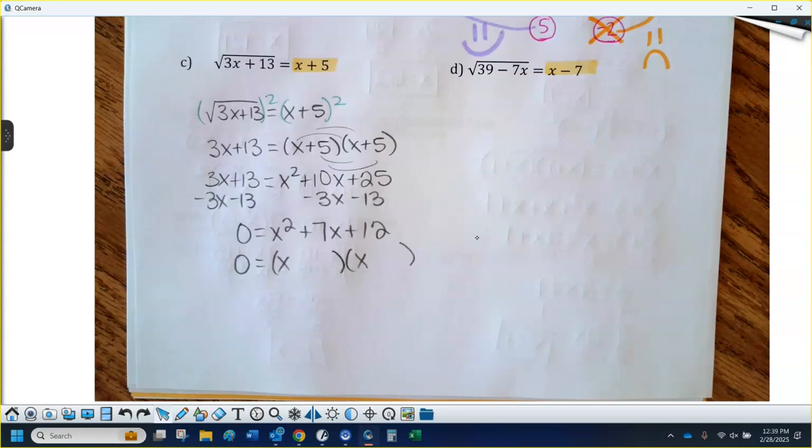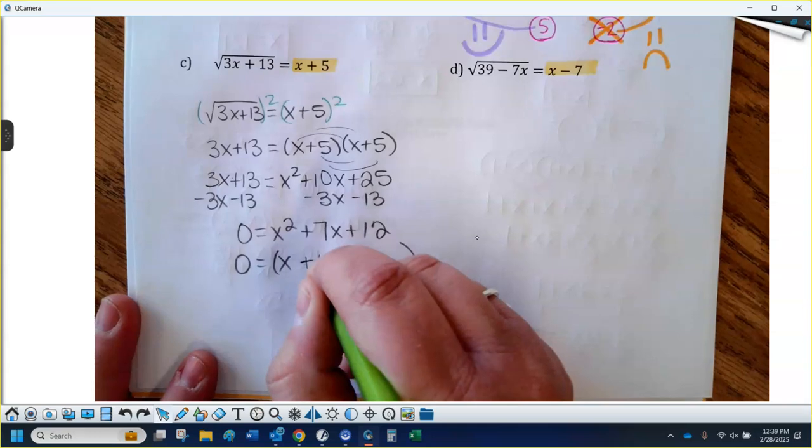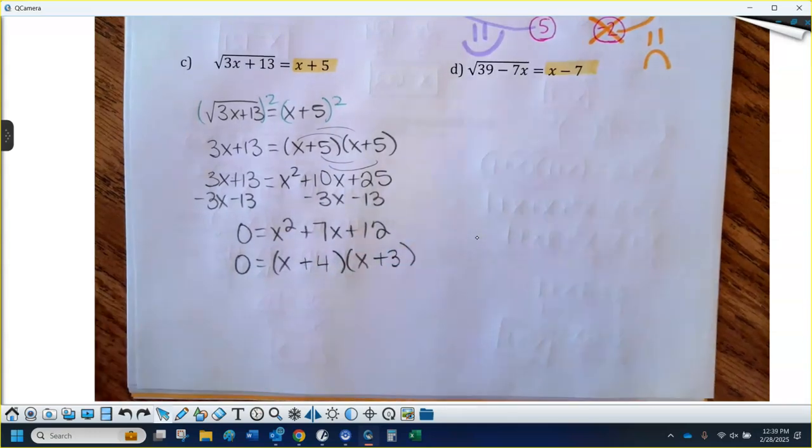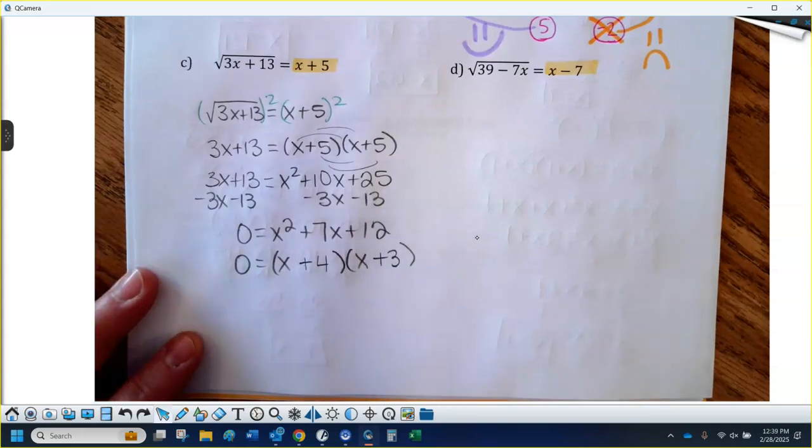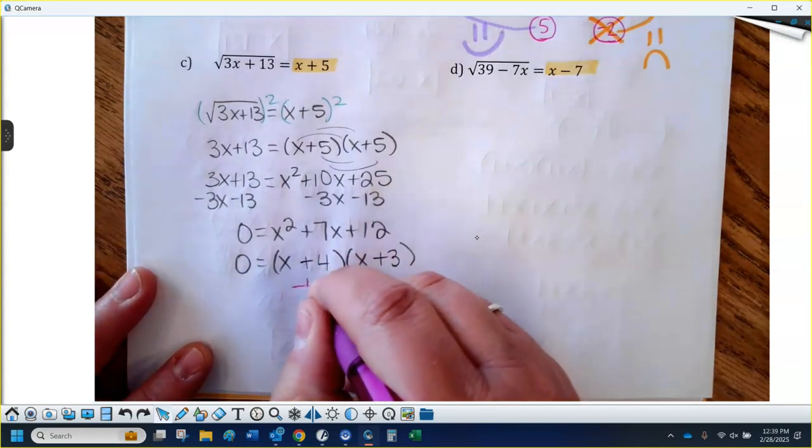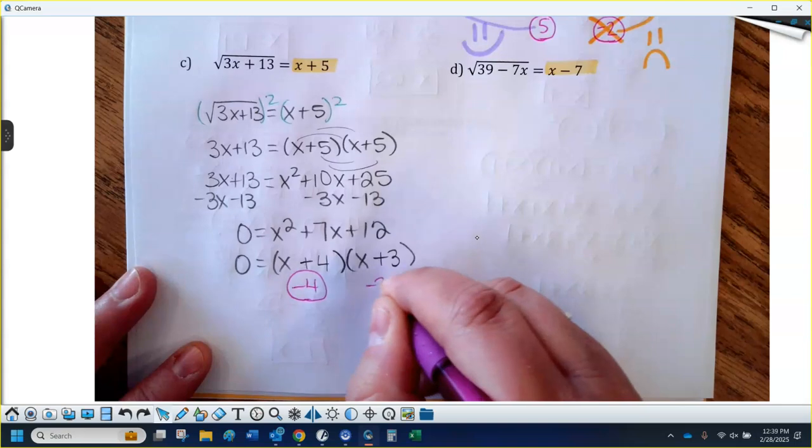Can you think of two numbers you'd multiply, they'd give you 12, but if you added them together, they'd give you 7? Atticus, what do you think? Perfect, 4 and 3. So just one of them be a plus 4, one of them be a plus 3. Doesn't matter which one comes first or second. Now, my two answers are what set those equal to 0. So negative 4 and negative 3.